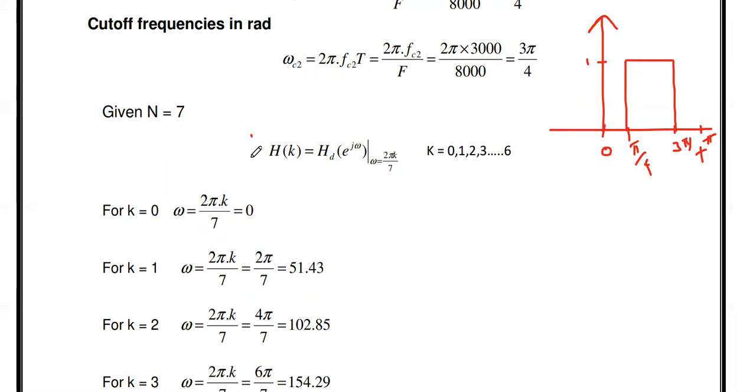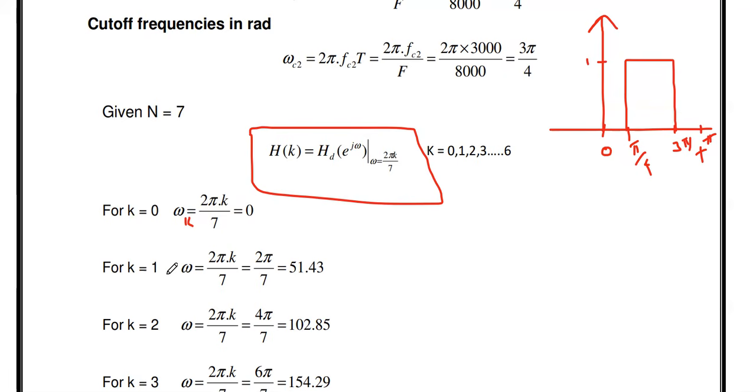To find h of k, first we have to determine the omega k value. What is omega k? Omega k is nothing but 2 pi k by 7 for k from 0 to N minus 1. First, for k equal to 0, substituting k as 0, we get omega 0 equal to 0.